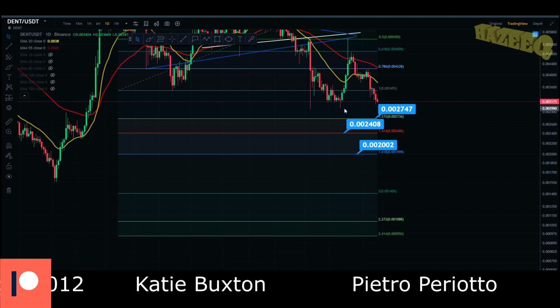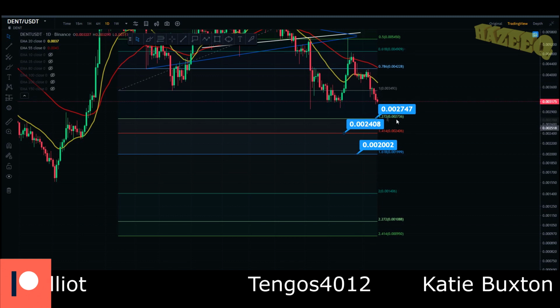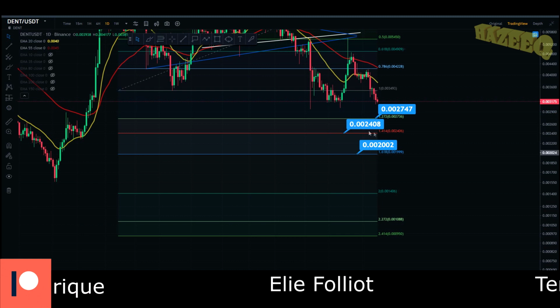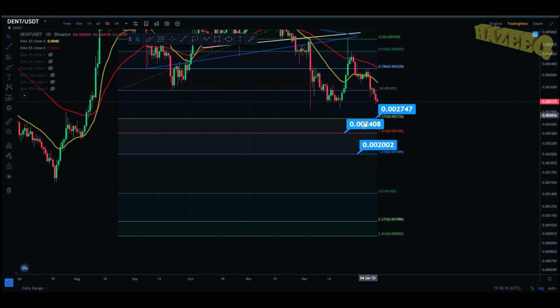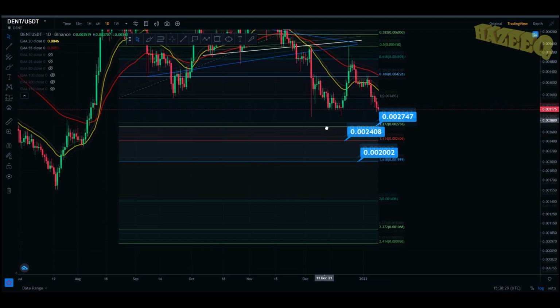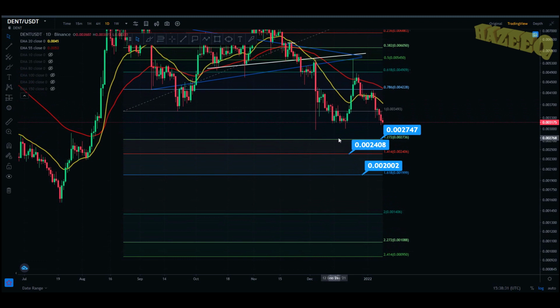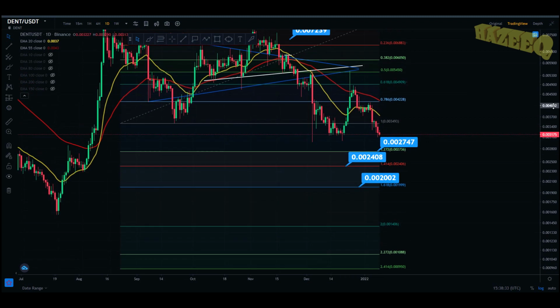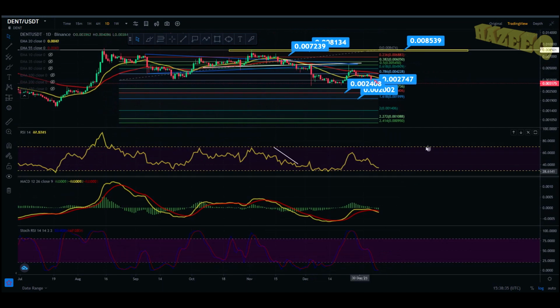But in times like these, it's good to dollar cost average, in my opinion. You have a couple of support levels below, you get to the 1.618. So 0.0027 is a nice level to keep an eye out on, and 0.0024 is a nice level as well. So if we start losing those levels, I would look at 0.002, but so far the 1.272 is the absolute bottom that I'd like to think of.